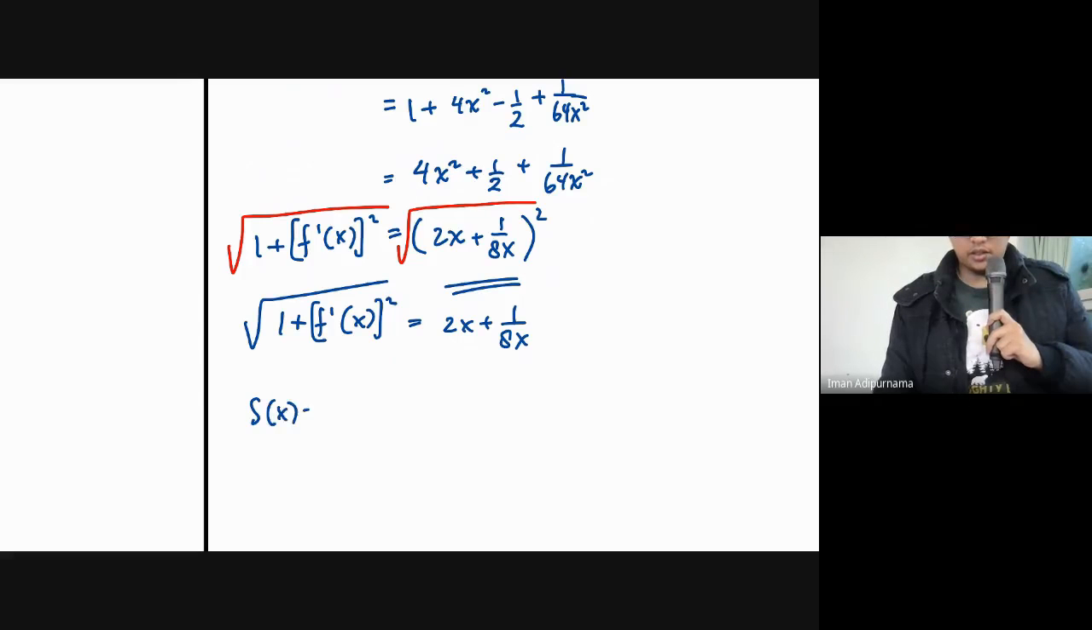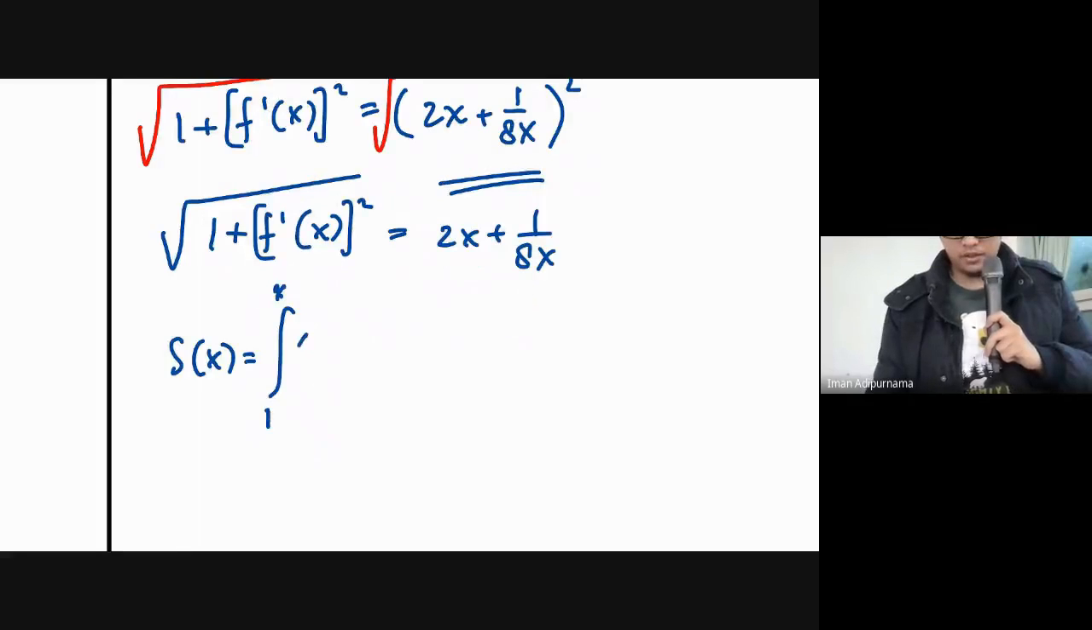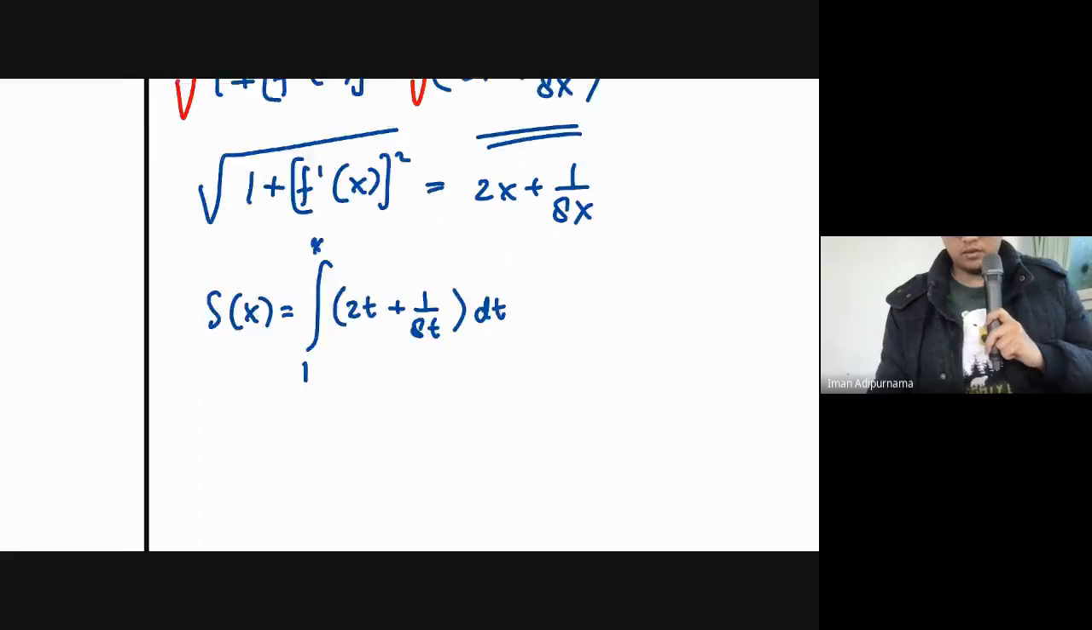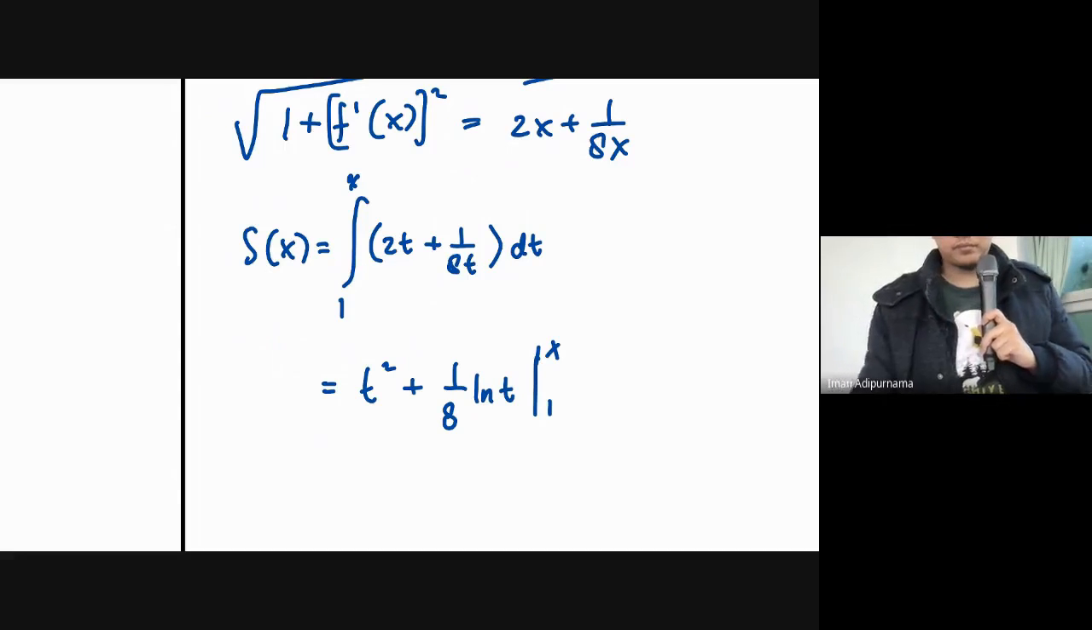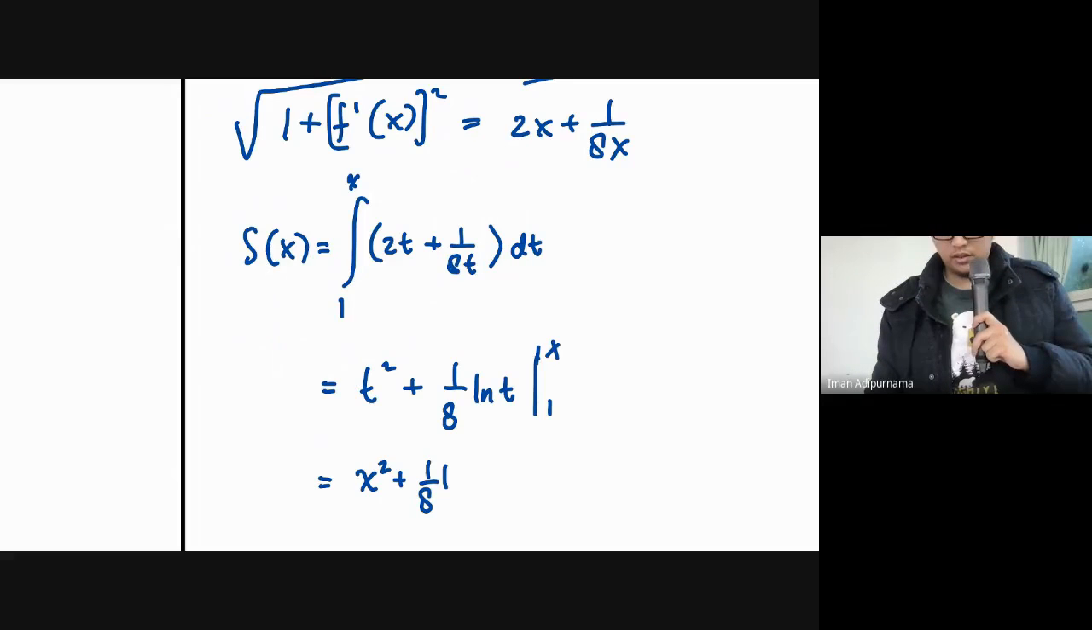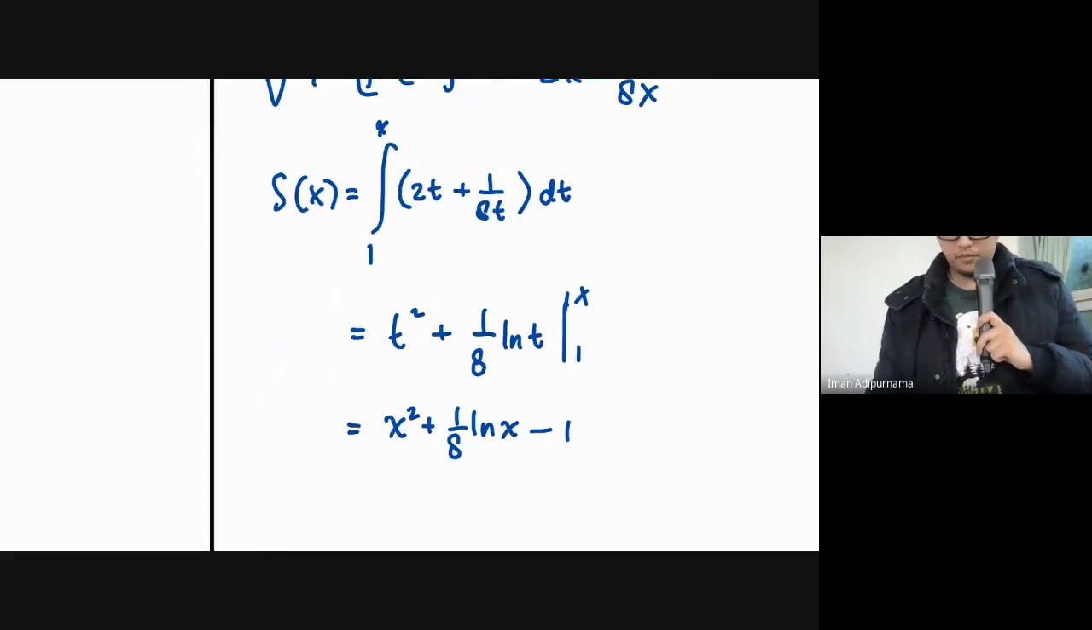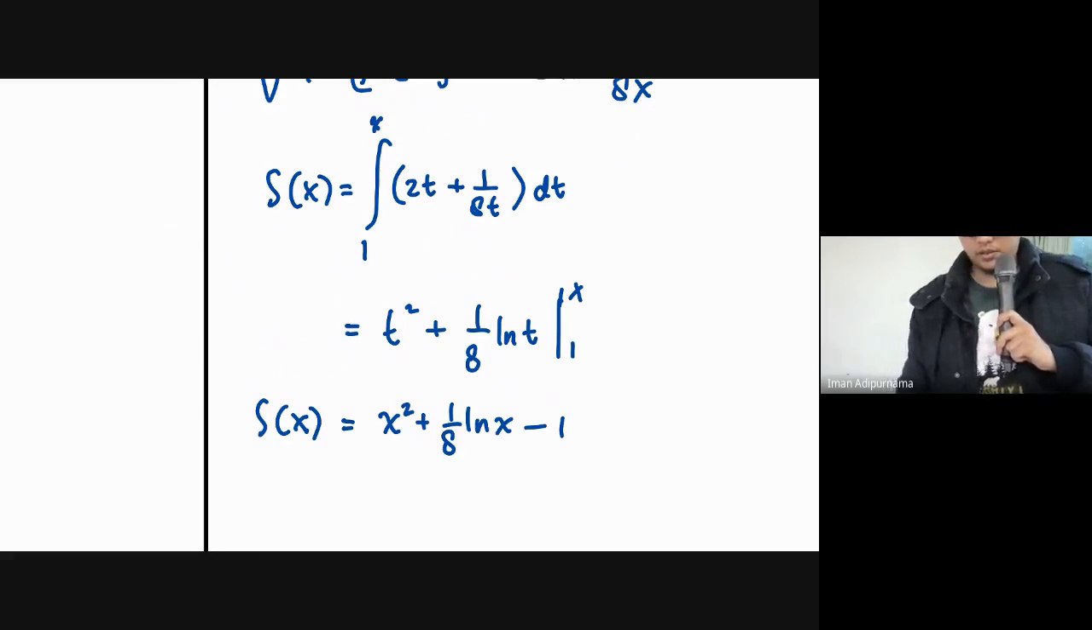So we can write S of x, from the initial point, as 2t plus, or we can write this as t squared plus, and then maybe we can finish this, and we have this as our arc length function.